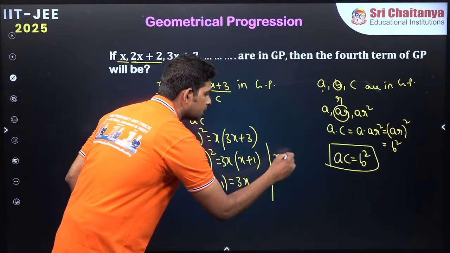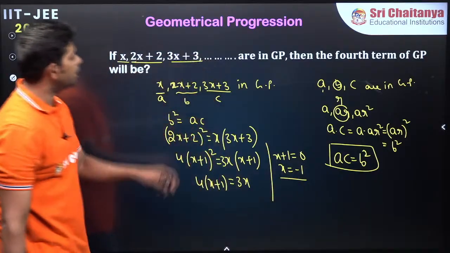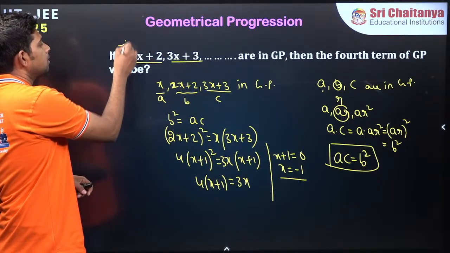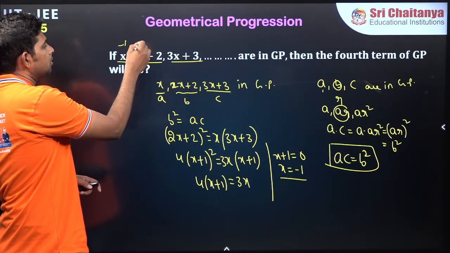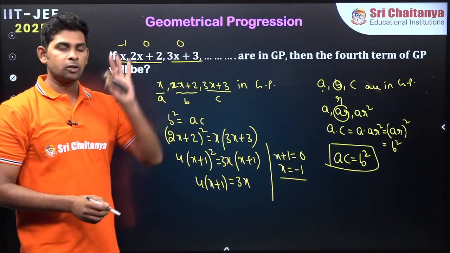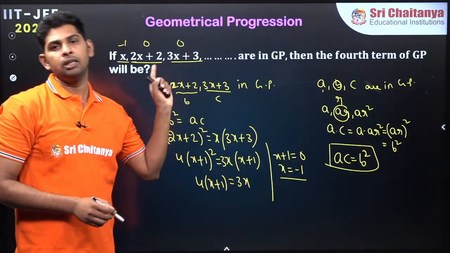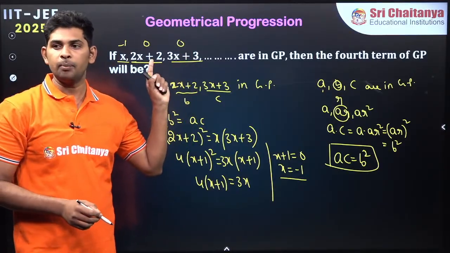Means x plus 1 also can be 0. X is equal to minus 1. Let us substitute x equal to minus 1 in this. This is minus 1. This is going to be 0. This is going to be 0. Now, is it forming 0 here? That is not possible, as we were taking the definition of the GP as a non-zero constant we are multiplying.